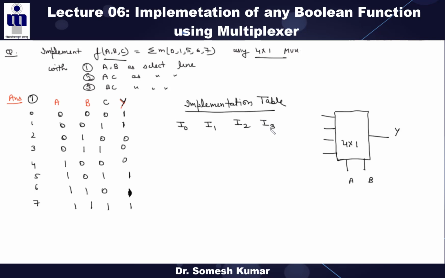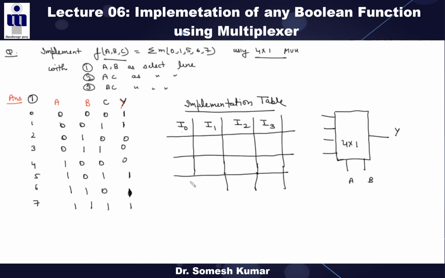Remember, in various books, various methods are given to solve this type of problem. You can adopt any method. I am going to tell you only this one simple method. These I0, I1, I2, I3 are your unknowns, so I am taking them as columns. In this way you can make it.